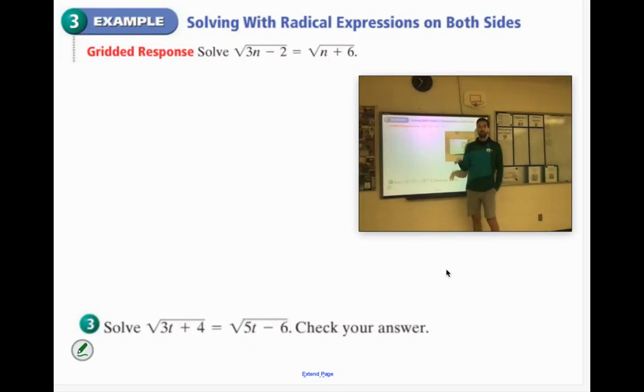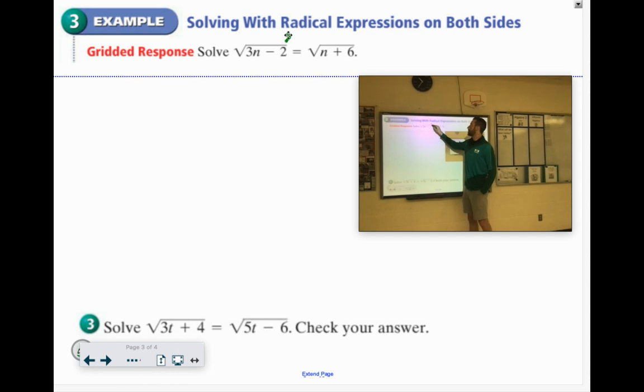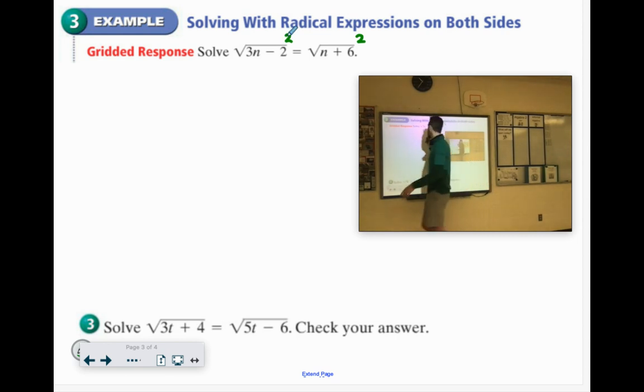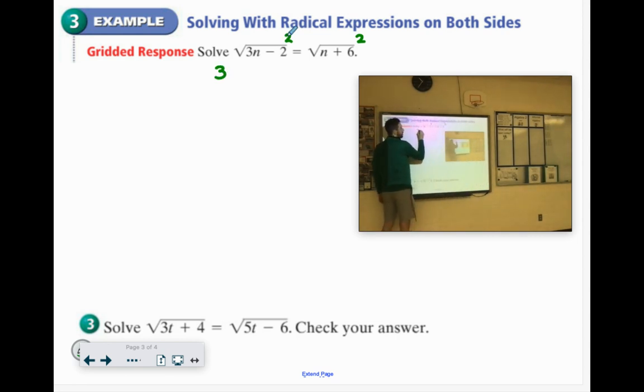Remember, your first step is to isolate a square root. Get it to be the only thing on one side of the equal sign. Done. Then it was to square both sides. So we're going to square both sides here. But you know that when you square a square root, it just cancels out. So it's going to cancel out on the left side, make it 3n minus 2. And it's also going to cancel out on the right side and just make it n plus 6.